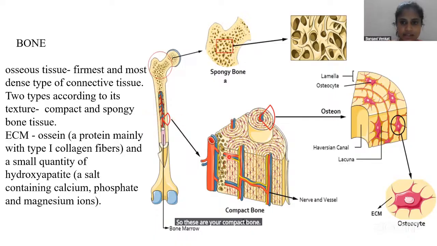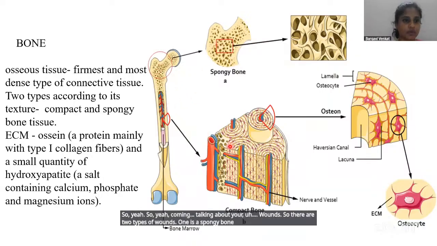This part is maximized here, and this part is maximized here. Okay, so yeah. So you're talking about your bones. There are two types of bone: your spongy bone and your compact bone.